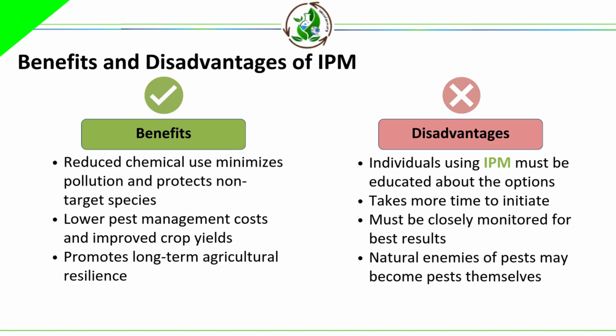IPM reduces chemical use, which minimizes pollution and protects non-target species like pollinators. It can lower long-term costs and improve yields by keeping pest populations in check without damaging beneficial organisms, thereby promoting agricultural resilience. However, IPM can take more time to set up and requires careful monitoring. It also depends on farmers having good knowledge of pests and their natural enemies. Sometimes, natural enemies can become pests themselves if not managed properly. IPM is a powerful approach, but success depends on knowledge, observation, and balancing the benefits with practical challenges.